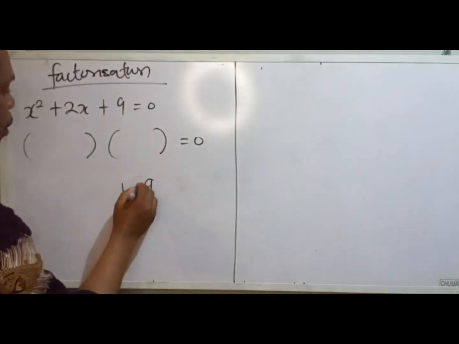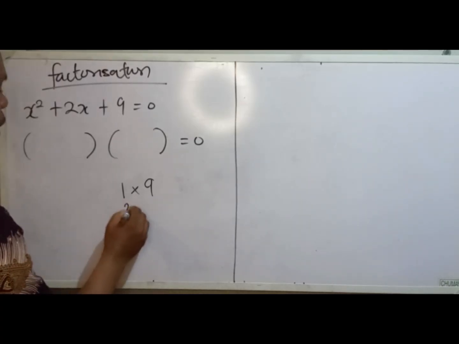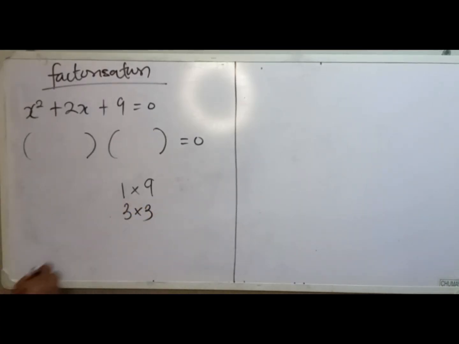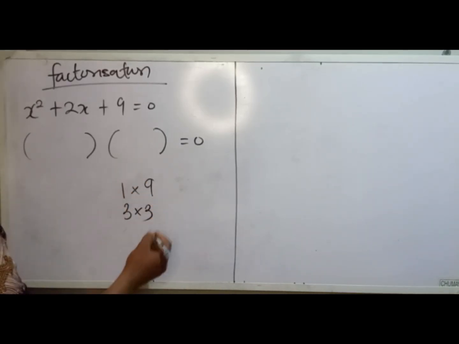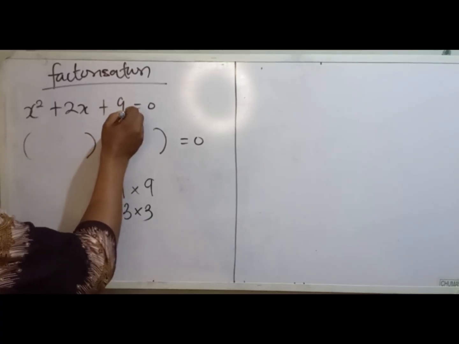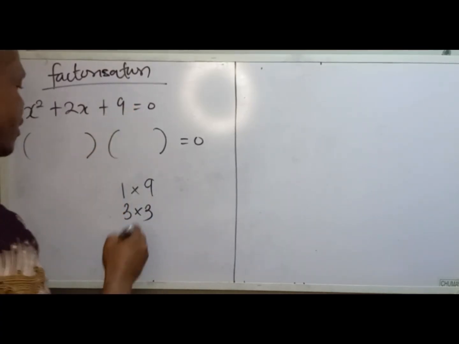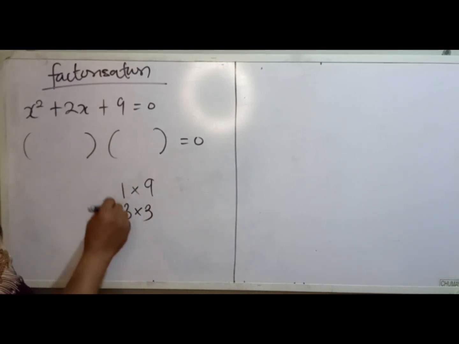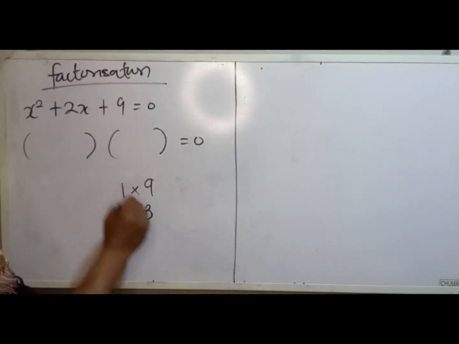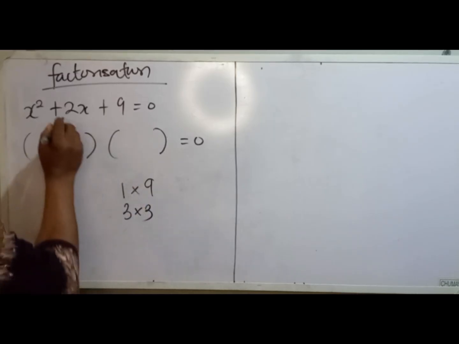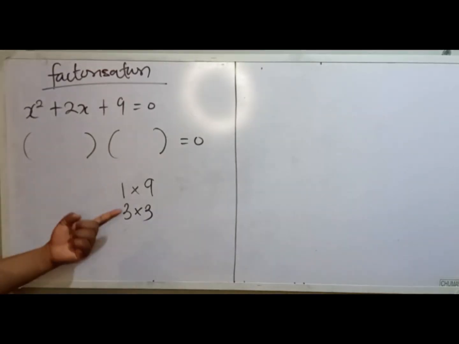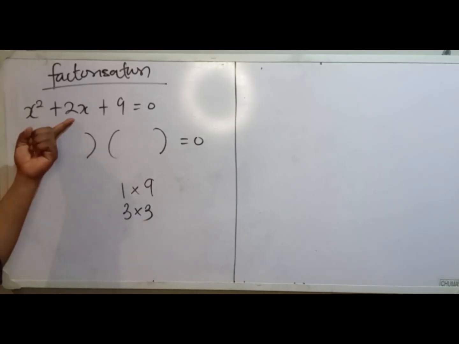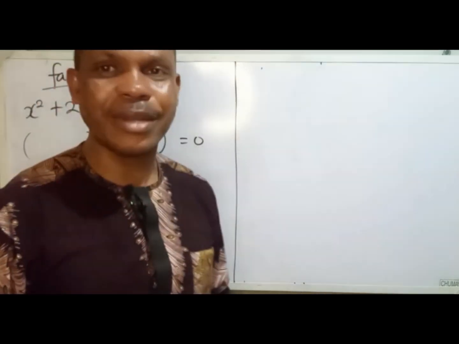We have 1 times 9. We have 3 times 3. Aside from this, we don't have any other factors that can be multiplied to give us positive 9. The next thing is to ask ourselves, which of these factors can be added together to give us plus 2? Now, I want you to play with your mind. Is it possible for us to add any of these factors together to give us plus 2? It is not possible.